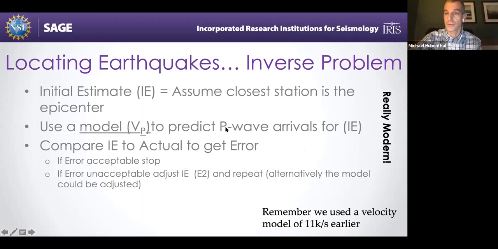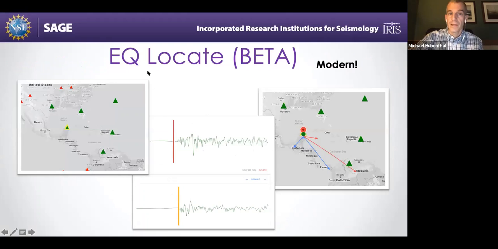So to be able to actualize this, we are developing a tool called EQ Locate, and it's in beta mode right now. So it works, it's available online, but we haven't publicly released it yet because we're still kind of tweaking it. But I'll give you a quick walkthrough of it. So we get a set of stations and we collect seismograms for those stations that you might use.